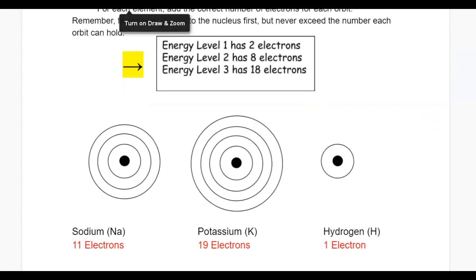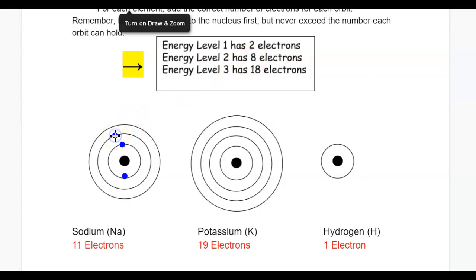So our first practice problem is for sodium. So I tell you right here that this orbit is for sodium, and that sodium will have 11 electrons. This black dot in the middle, that's the nucleus. Now, energy level 1 has 2 electrons. So this is the first energy level, and I'm going to add 1 and 2 electrons. Awesome. All right, but we still need 9 more electrons.